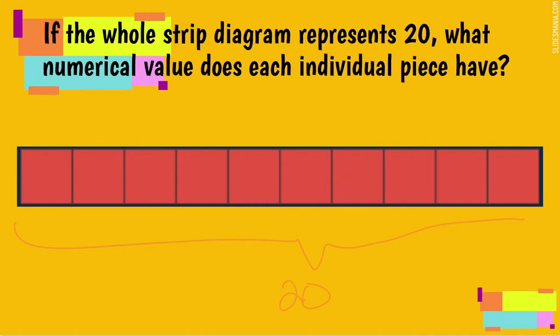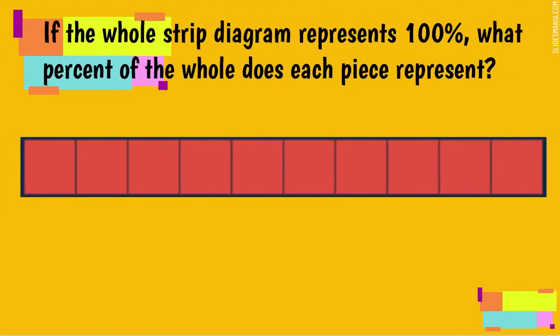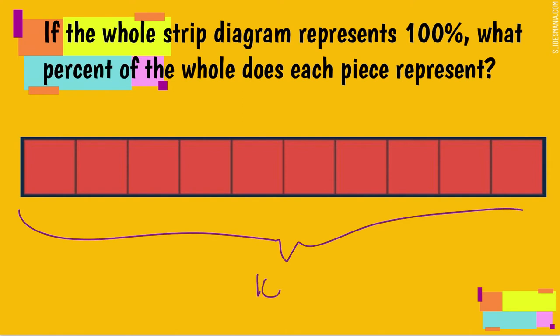All right, guys, welcome back. So if our whole strip diagram represented 20, that means that each individual tile had a value of 2. And our 10 groups of 2 gave us the whole of 20. So now what I want you to do is take whatever resource you're using and flip it over now to the blank side. Now on that blank side, this strip diagram now represents 100%. So then what percent of the whole does each piece or each square represent?